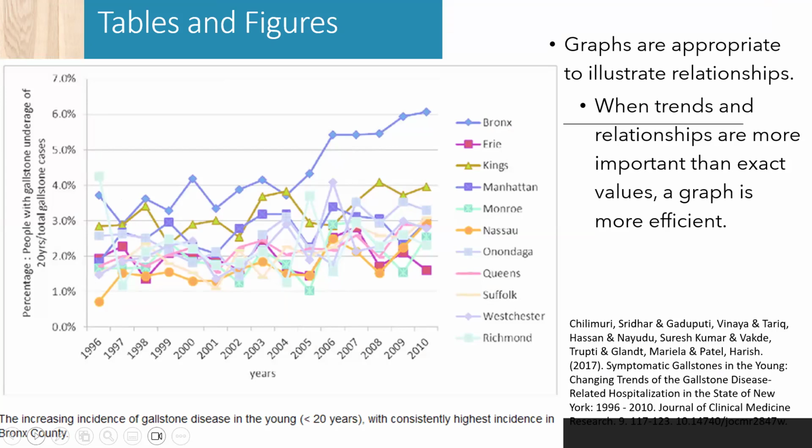This is because graphs are appropriate to illustrate relationships, sometimes between and among groups, and more often across a spread of several years or decades. So here we see the increasing incidence of gallstone disease in the young, people less than 20 years old, with consistently highest incidence in Bronx County. So you see how the trends have changed from 1996 straight on to 2010.